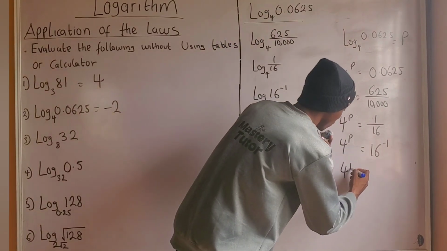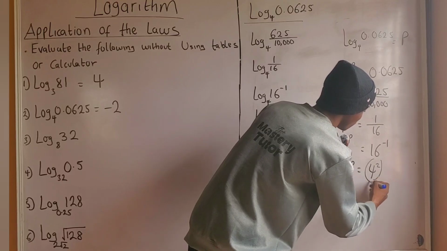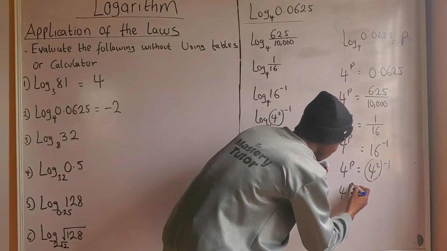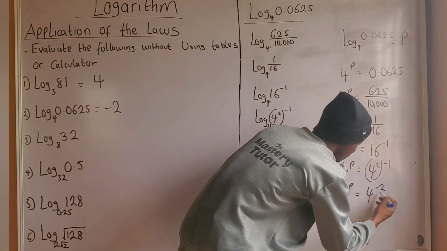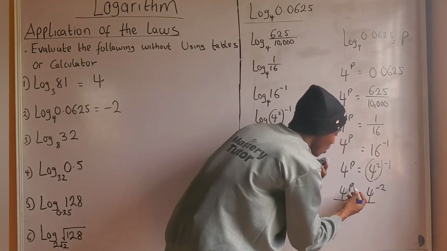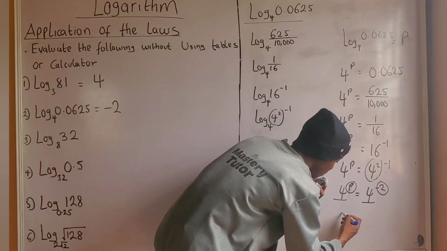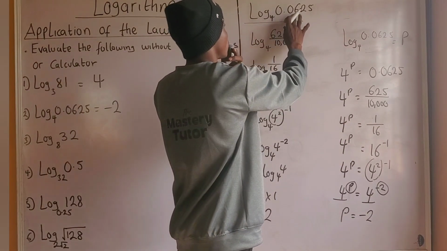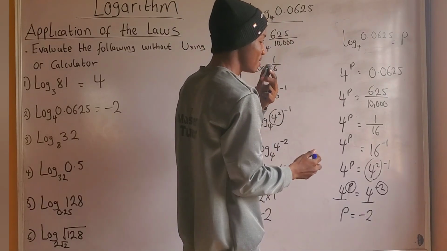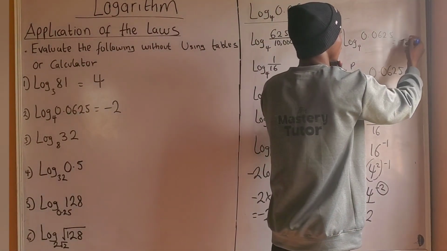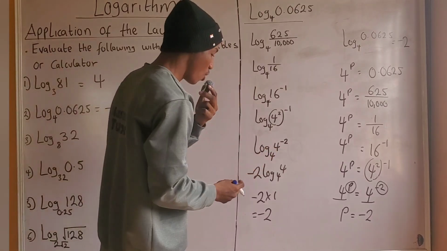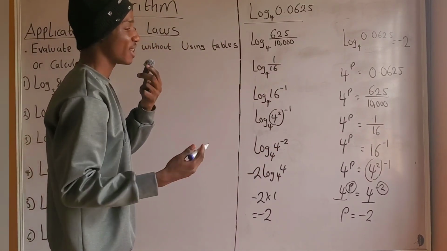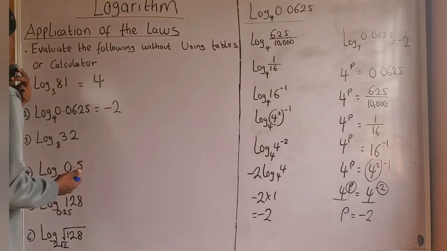Okay? 4 raised to the power of p equals 4 raised to the power of 2, raised to the power of negative 1, right? 4 raised to the power of p equals 4 raised to the power of negative 2. Now, because the bases are equal, the powers will also be equal. So therefore, p will be equal to negative 2. Now, because we've set log 0.0625 base 4 equal to p, that means the answer here will be negative 2, which is the same thing as what we got when using the first method. Do you understand? You can see that the rules are interwoven. So we are done with that question.